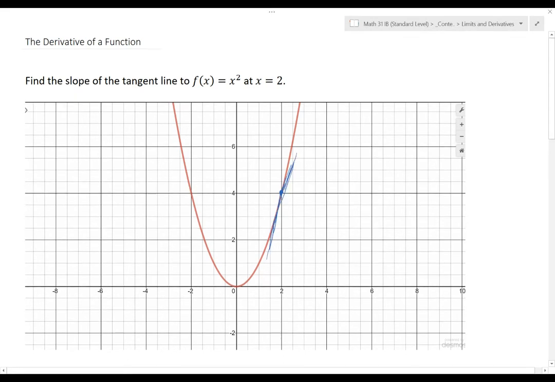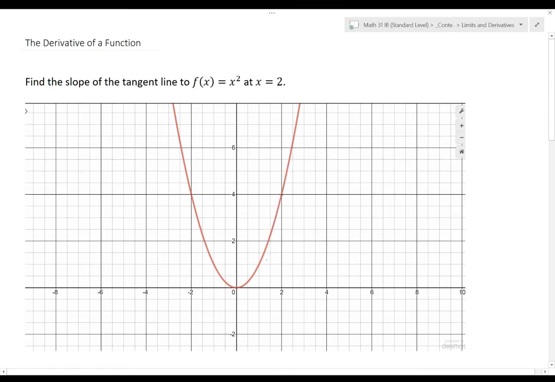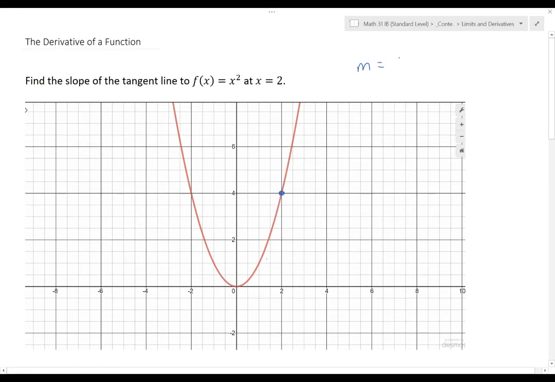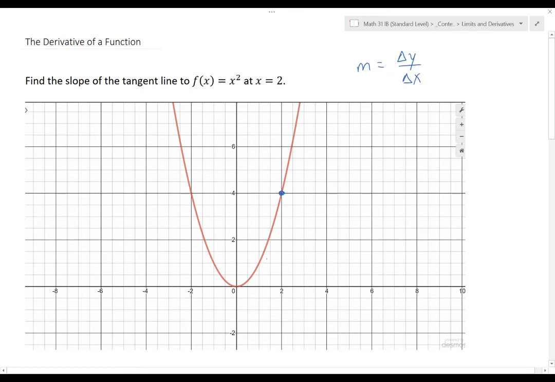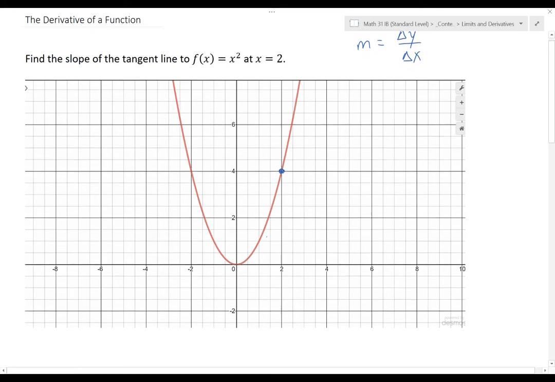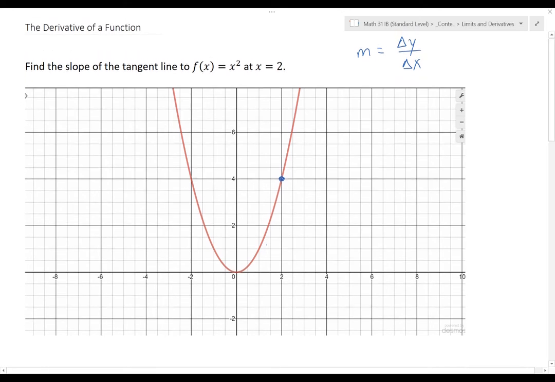Now, the problem with finding this is in order to find slope, I need 2 points because slope is defined as the change in the y value over the change in the x value. But for a particular point, for one single point, my change is 0 for both vertical and horizontal. And as we've discussed with limits, we can't actually deal with that. That's an indeterminate form, 0 over 0. So we are going to use, like we did with limits, the concept of a limit.